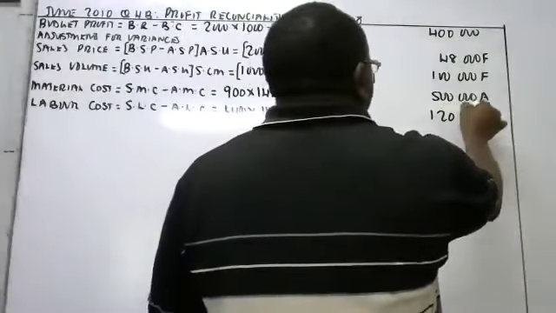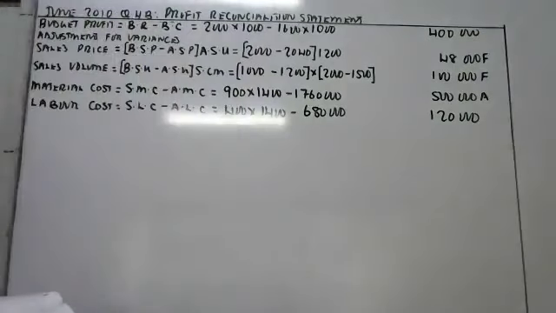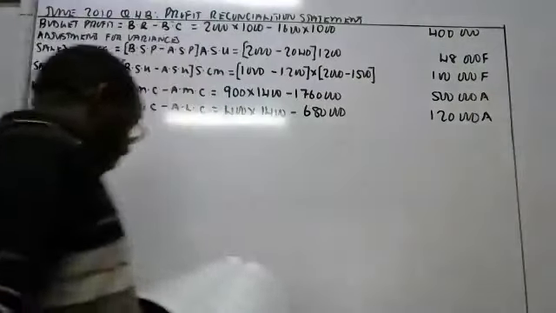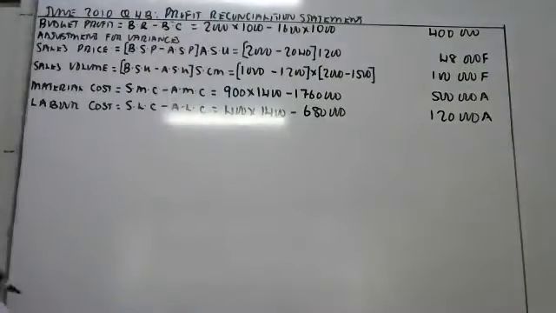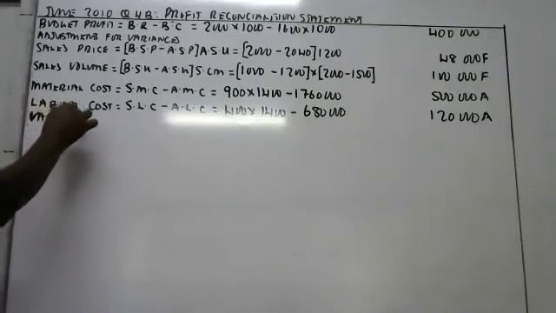$120,000. Favorable or adverse? Negative, yes. So it's adverse. The next one we bring in is variable overheads. Variable overheads.